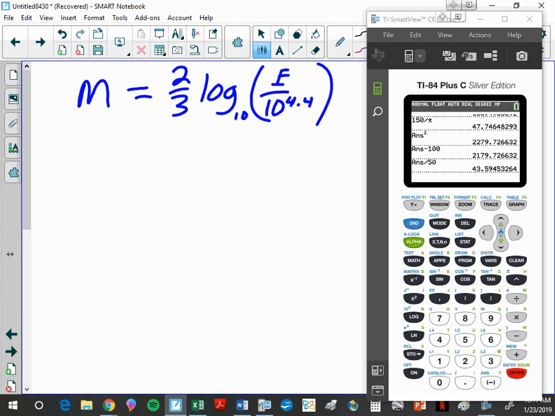An earthquake that releases the amount of energy given by 10 to the 13.4 results in a Richter scale value of 6. Find the Richter scale value for an earthquake that releases 10 to the 15.4 joules. This is 100 times greater than the first earthquake. So I'm basically just going to take 10 to the 15.4 and stick it in for E.